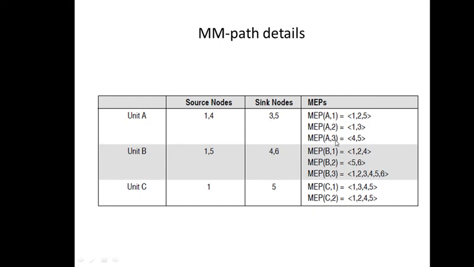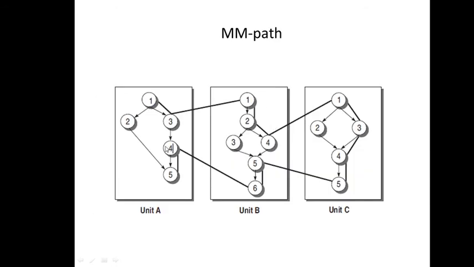Similarly, the third MEP is 4 and 5. We know 4 was a source node, 5 was a sink node. From the diagram, 4 is a source node, 5 is a sink node. So this is how we have identified three MEPs here. One is this, second is this, and third is this, right? Similarly, we will be identifying the MEPs in unit B also.